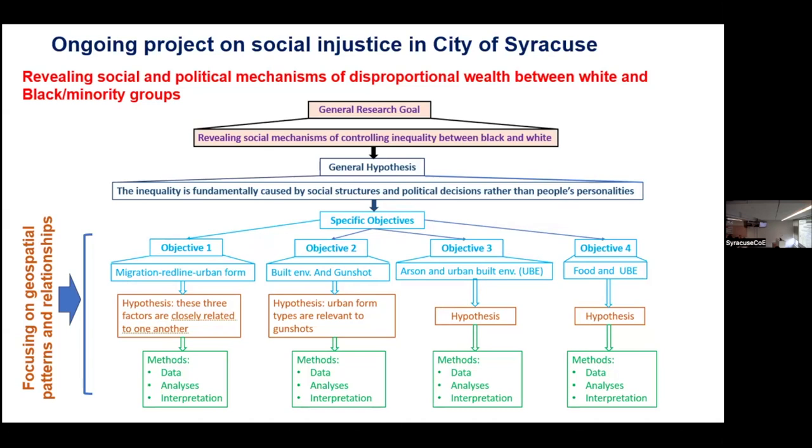And our general hypothesis is that this kind of inequality is fundamentally caused by socioeconomic structure and associated policies rather than individuals' personality. Now, if you're familiar with the social science studies in this area, even if you just watch the news, to be frank, this is not new.